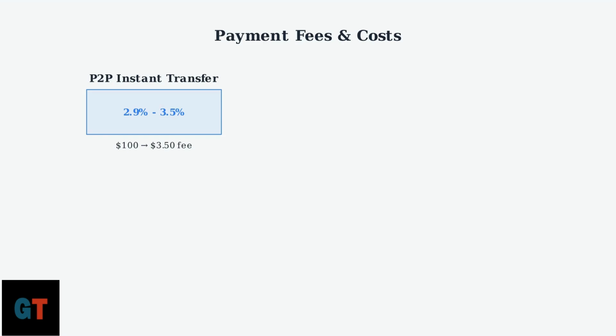Understanding the costs associated with credit card payments is crucial for making informed financial decisions. Different payment methods come with varying fee structures that can significantly impact your transactions. Standard peer-to-peer fees for instant credit card transfers typically range from 2.9% to 3.5%. This means on a $100 payment, you could pay up to $3.50 in fees. Bank transfers are usually free but require patience, taking 1 to 3 business days to complete. This trade-off between cost and speed is a key consideration for users.